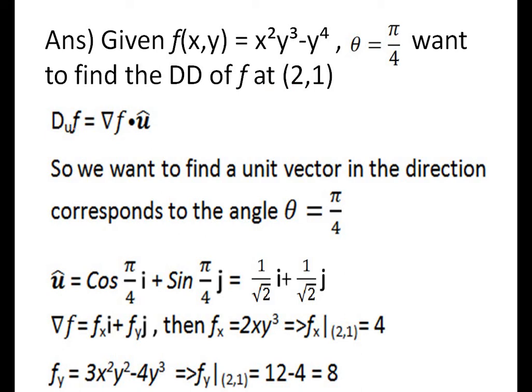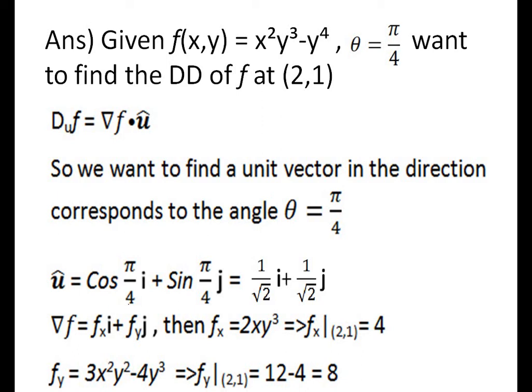That's equal to D_u f equal to del f dot u cap, where del f is the gradient of that function, that is f_x i cap plus f_y j cap plus f_z k cap. Here we have only x, y, the z coordinate is 0, and also we want to find a unit vector. So we want to find a unit vector in the direction corresponding to the angle theta equal to pi by 4. That is, look at the above notes.